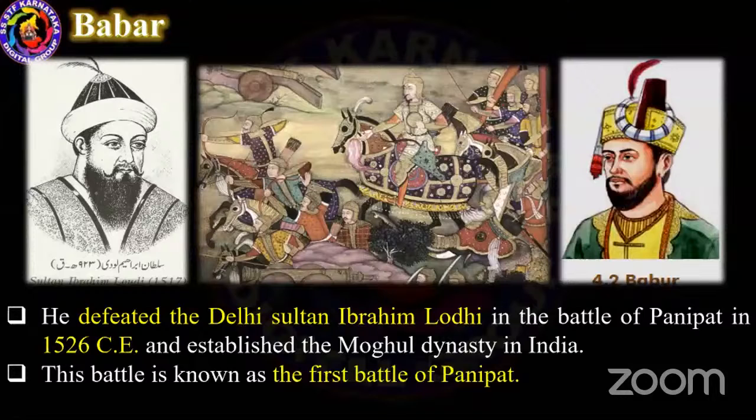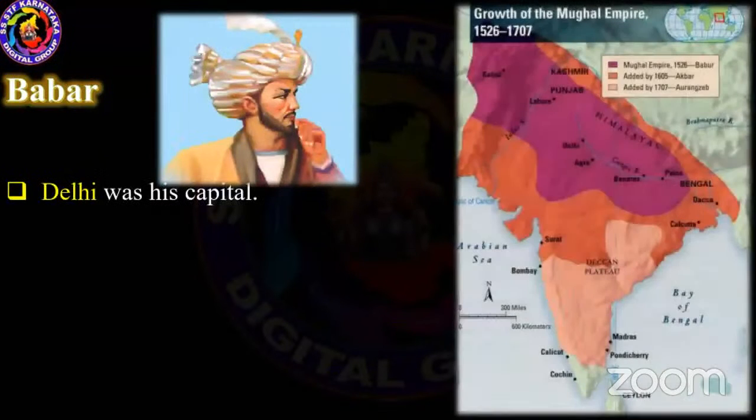Later on, from 1526 to 1530, four years, he continued his conquests in India by making Delhi his capital city. Ibrahim Lodi was also ruling from Delhi, and Babur defeated him. Because of that, the capital city was captured by Babur and he started ruling from Delhi.